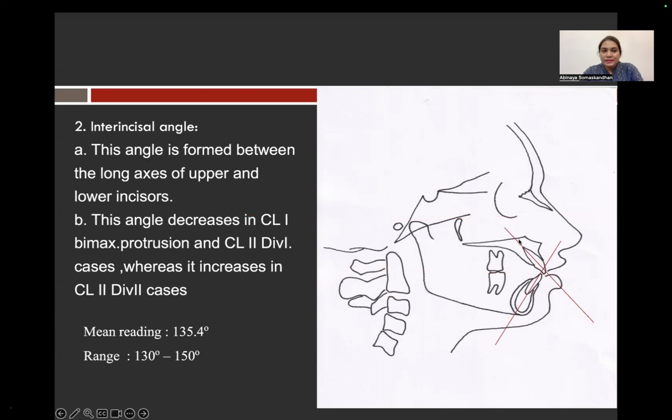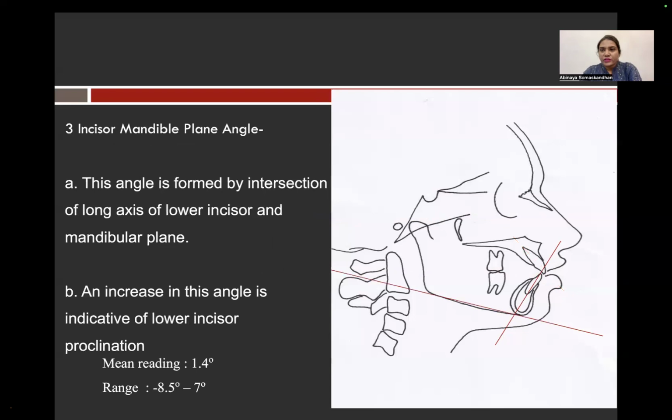Next is the interincisal angle. So this angle is formed between the long axis of the upper incisors and long axis of the lower incisors. So this angle decreases in class 1 bimax. That is, the incisors are going to be very much forward. So in this case, the angle is going to be decreased, and in class 2 division 1 cases, whereas it is going to be increased in class 2 division 2, because in class 2 division 2 the upper incisors are going to be very upright and the lower incisors are going to be upright as well. So the angle is going to be very increased. The mean reading is 135.4 degrees and the range is between 130 degrees to 150 degrees.